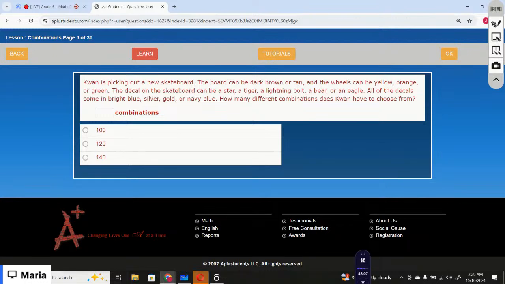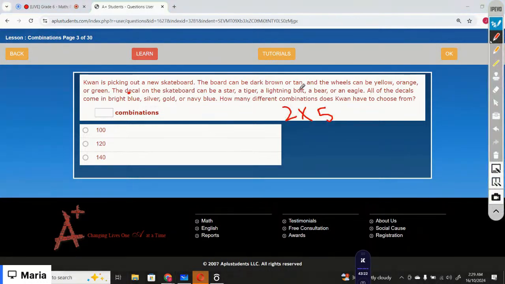Which is the correct option? That's the third example we are on right now. You simply have to see the choices you are given for everything and then find the combinations, so you have to multiply. Just look at this one.